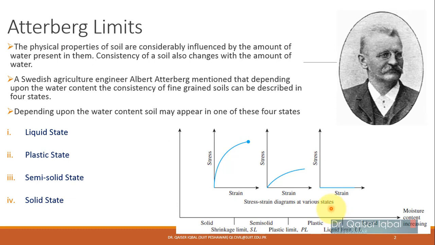So Atterberg divided these states into various states called liquid state, plastic state, semi-solid state and solid state. He mentioned that in the liquid state, the soil will have zero consistency, that is, zero resistance towards shear stress, while moving through plastic and semi-solid towards the solid state, in which we reduce the moisture content of the soil, the behavior of the soil will be different and the shear stress resistance will increase as well.